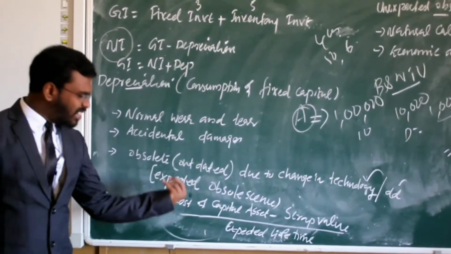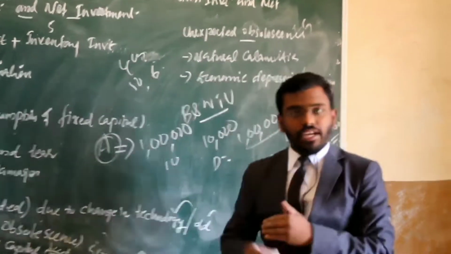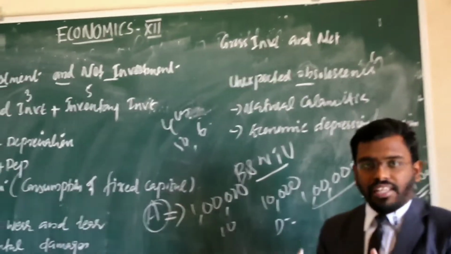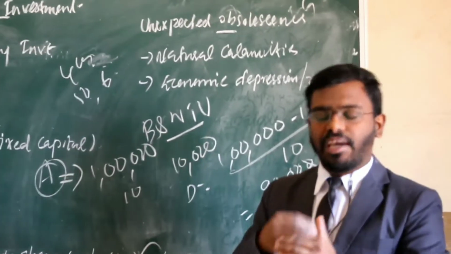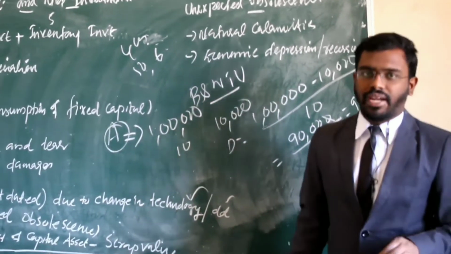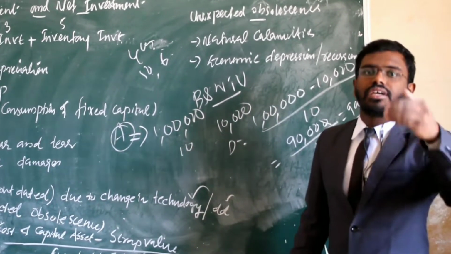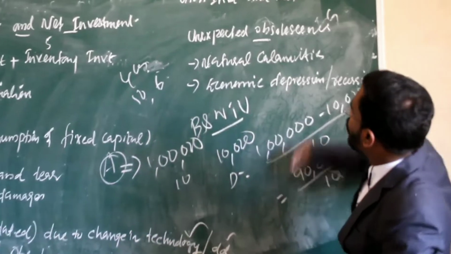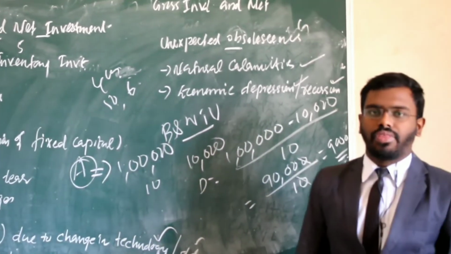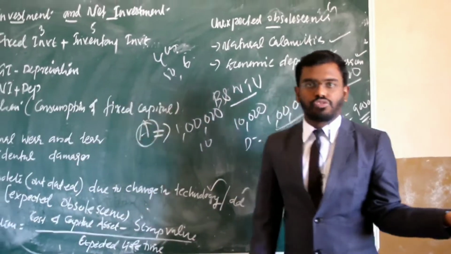One more concept is related with obsolescence, that is unexpected obsolescence. Expected obsolescence means when the value of an asset or a machinery is outdated due to change in technology or due to change in demand. Unexpected obsolescence is when the value of an asset is decreased or reduced due to natural calamity or due to economic recession or depression. For example, in 2018, Kerala witnessed a flood, unfortunately.